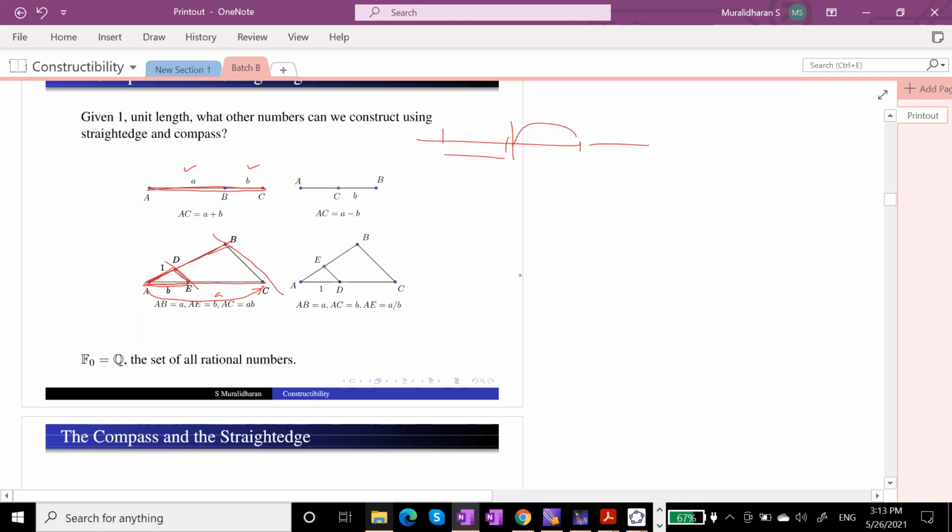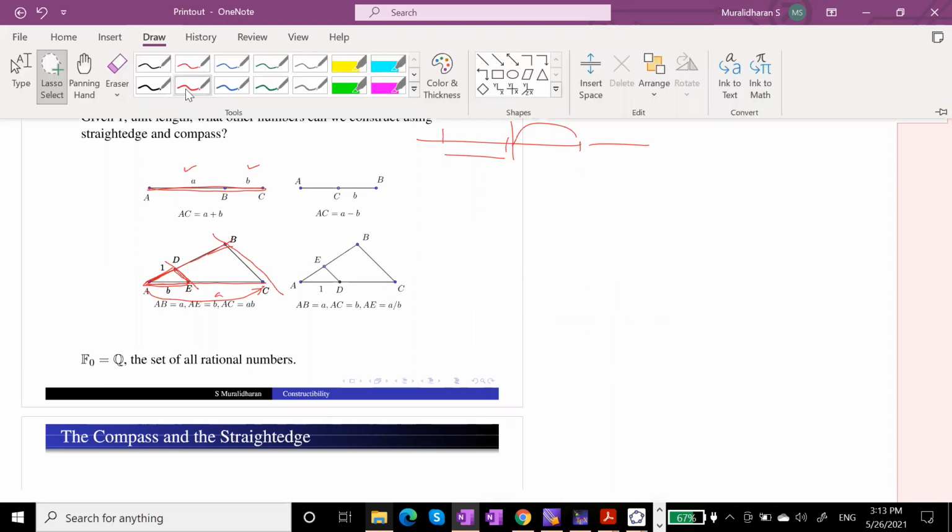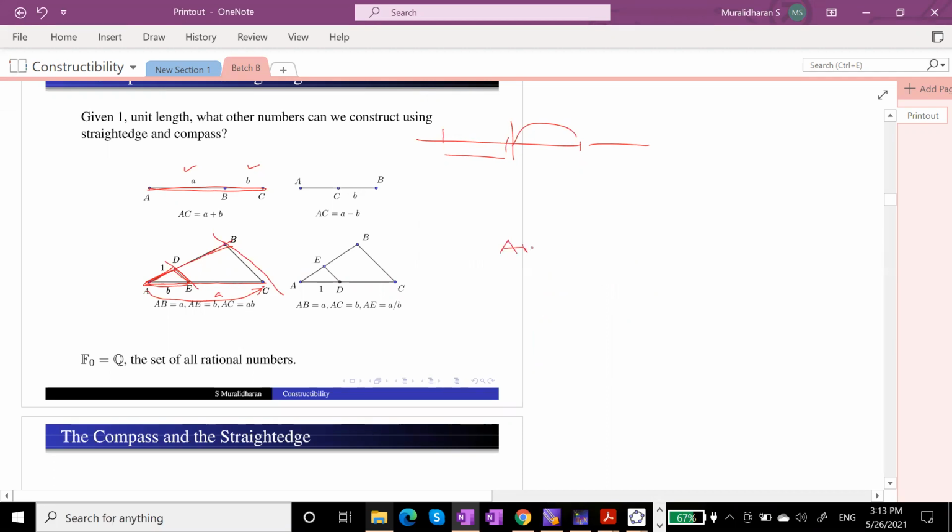So AE by AC equals AD by AB. My AE is B. My AC is A. Am I making a mistake? No, sorry, I made a mistake. One second, let me go back again. AB must be A. So I should have AB equal to A and AE equal to B, and this length is 1.